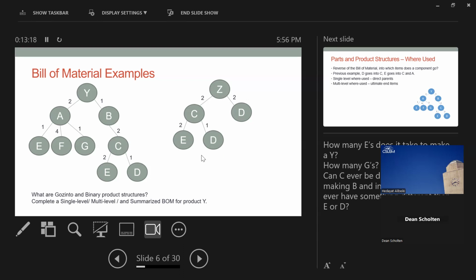If an item appears in multiple products, it should receive only one code. For example, B appears here and appears here. So in here, 0, 1, 0, 1, 2, 3. So D actually appears at 3 production levels.